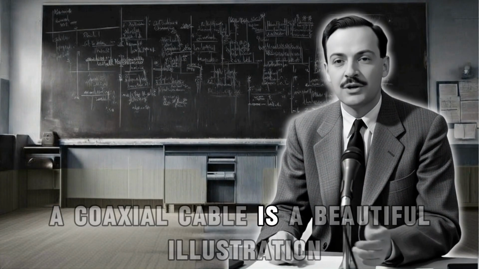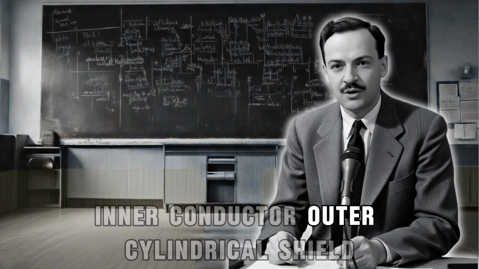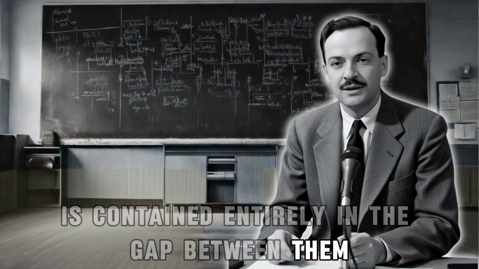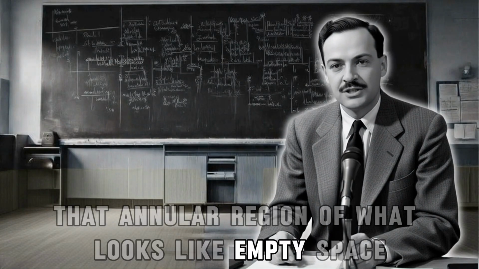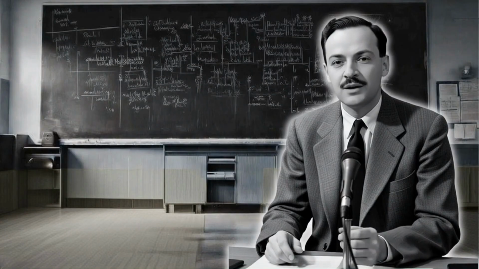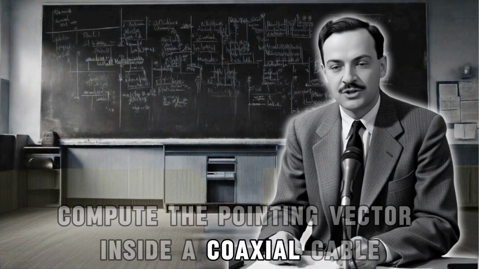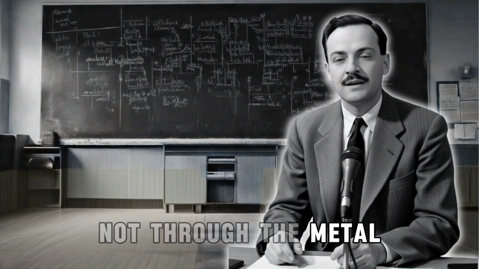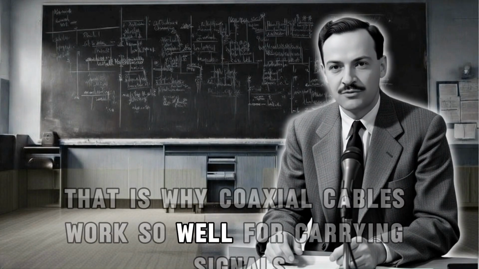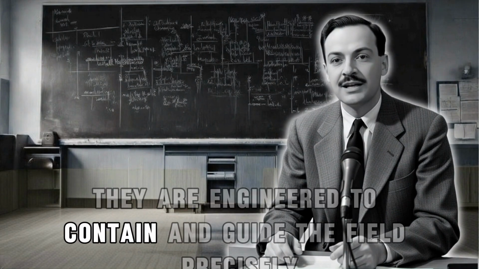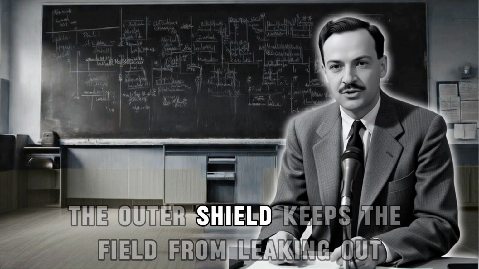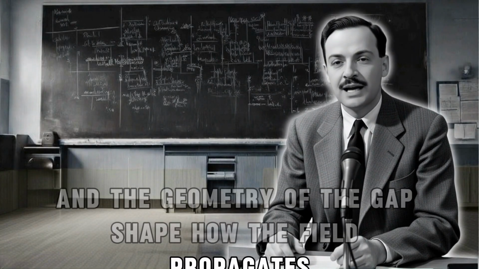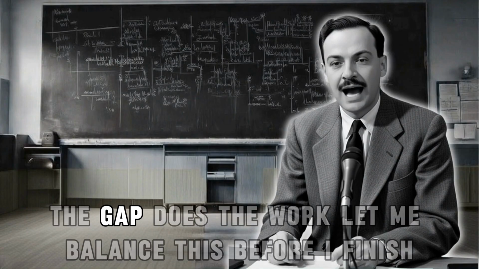A coaxial cable is a beautiful illustration. Inner conductor, outer cylindrical shield. The electromagnetic field is contained entirely in the gap between them, that annular region of what looks like empty space. All the energy flows there. Compute the Poynting vector inside a coaxial cable, and energy flows parallel to the cable axis through the gap, not through the metal. That is why coaxial cables work so well for carrying signals. They are engineered to contain and guide the field precisely. The outer shield keeps the field from leaking out. The inner conductor and the geometry of the gap shape how the field propagates. The metal defines the boundary conditions. The gap does the work.